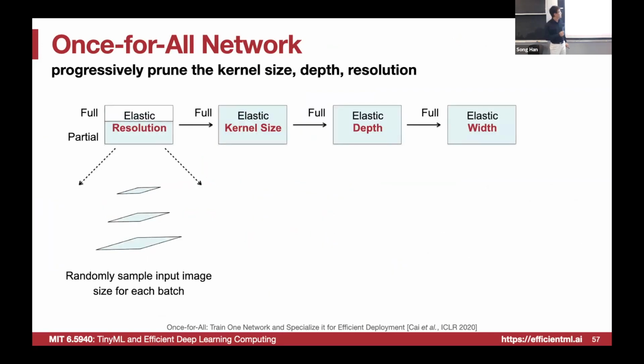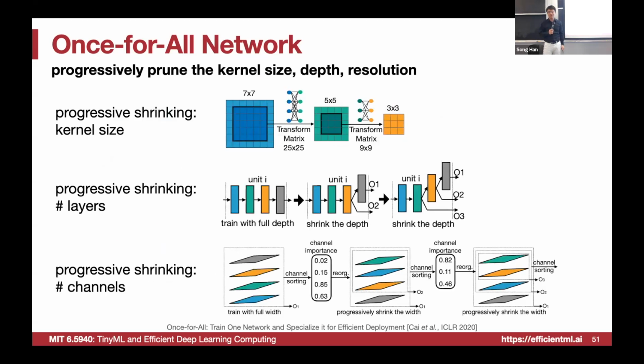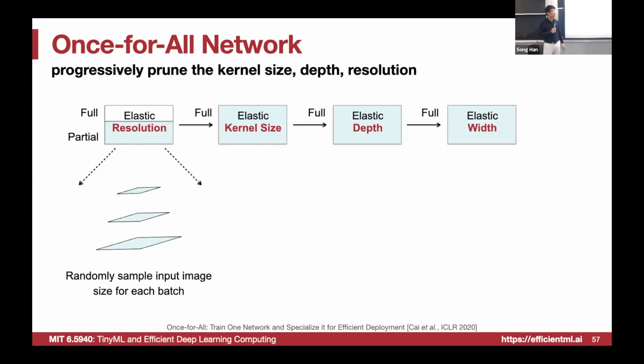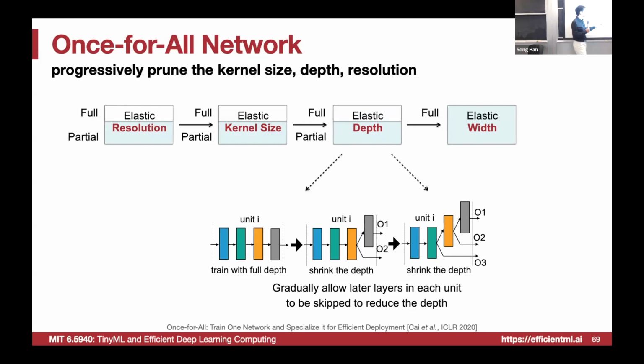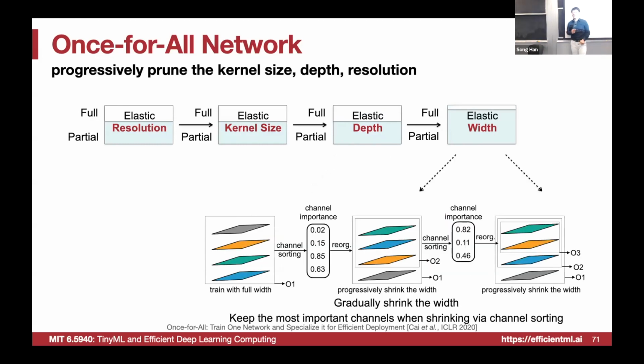So to put it in another way to visualize it, I made a very good-looking slide to show you elastic resolution, starting with bigger resolution to smaller resolution, and then from full kernel size to partial kernel size, 7x7 to 3x3, progressively shrinking it, and the depth progressively shrinking from 4 to 2, and also progressive shrinking for the width from 4 to 2. Okay, this we call elastic resolution, elastic kernel size, because you can choose either a larger one or a smaller one, it is elastic.